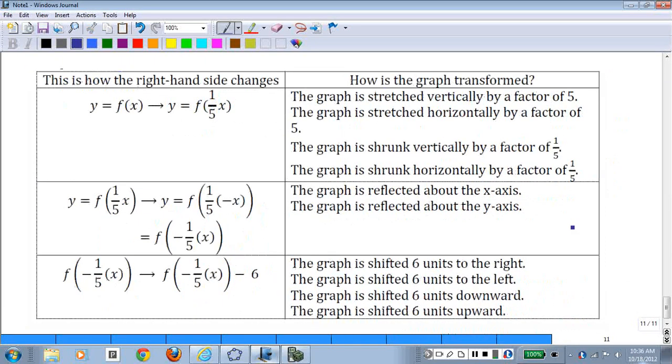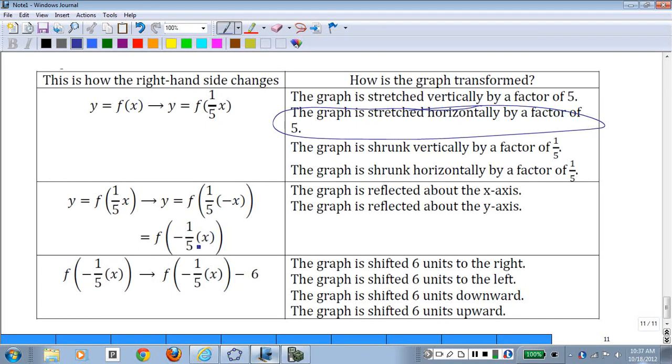What if we substitute 1/5 x for x? X has to be 5 times as great as it was originally, because we're going to multiply by 1/5 before we evaluate the function. So somehow it multiplies all the x coordinates by 5 and does what to the graph? Stretches it horizontally by a factor of 5, just like that.